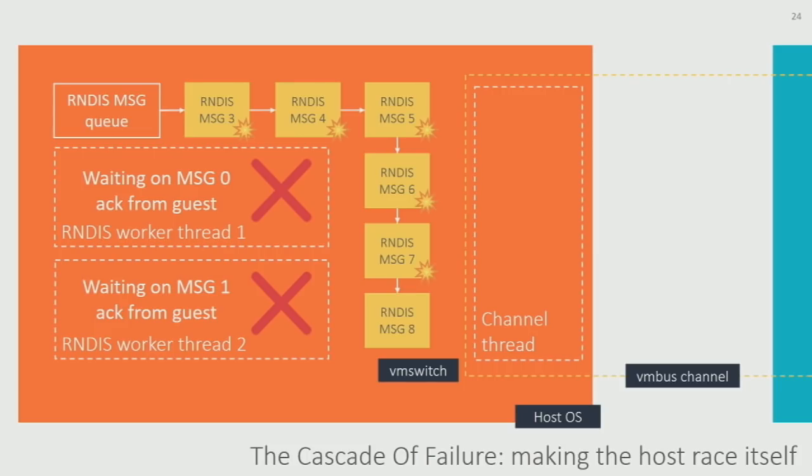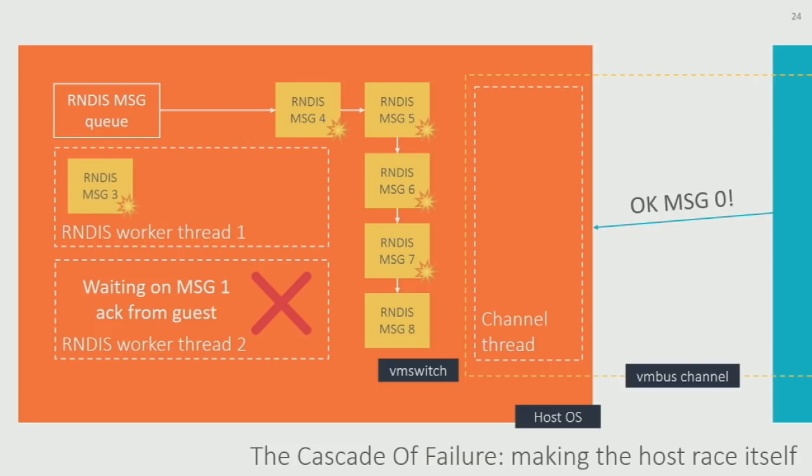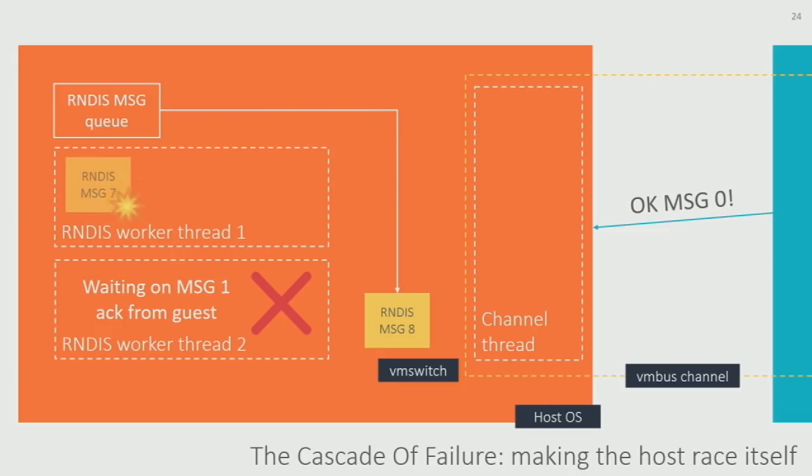Then the guest is going to send one acknowledgement over VM bus, and that's what's going to start this whole cascade. You can see RDS messages 3 through 7 each have that little crash thingy there. That just means it's a malformed packet. And so as soon as it's tried to be handled, it's going to fail, and then it's just going to go to the next message, and the next message, and the next message.